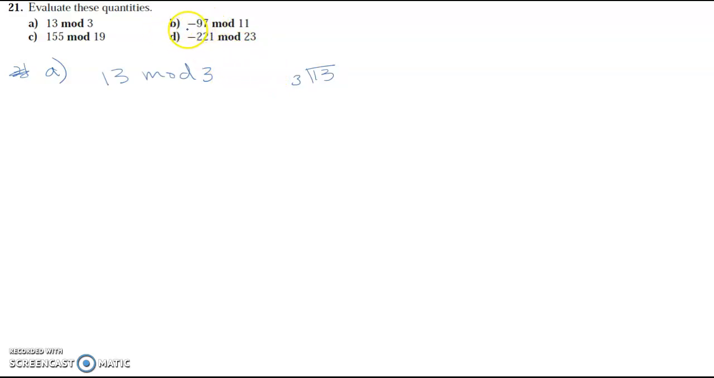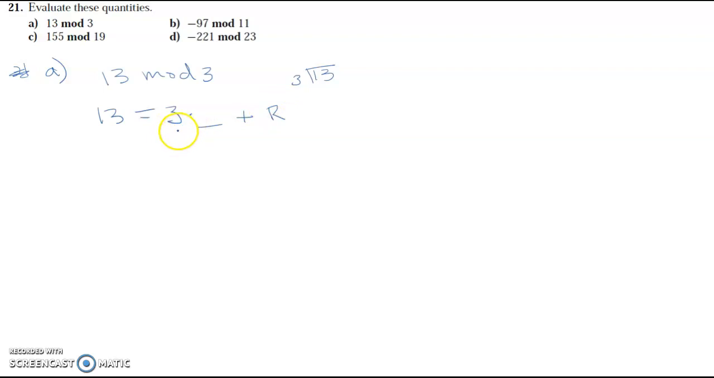But that might not work smoothly when we get to the negative numbers. So I'll do this using the actual definition. 13 mod 3, we start this as 13 equals 3 times some number plus a remainder. In the book it says by definition our remainder always has to be a positive number. So 3 times 3 is 9, we need to go bigger. 3 times 4 is 12. So if we had 4, we would have a remainder of positive 1.